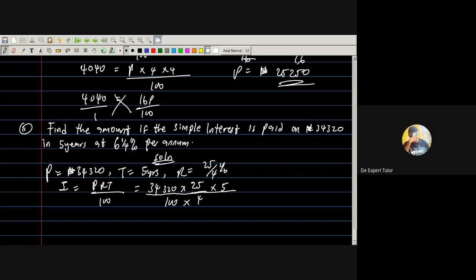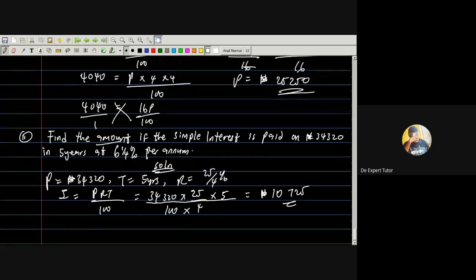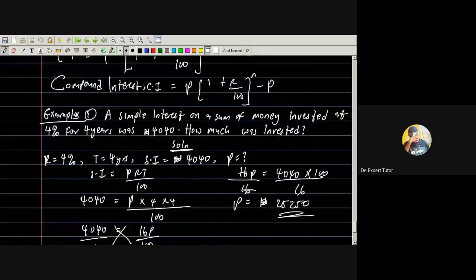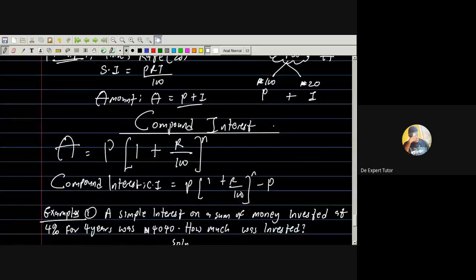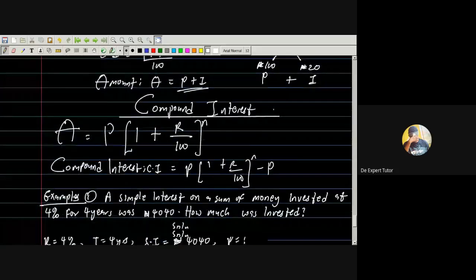34,320, divided by 400. So this is your interest. Your interest is what? 10,725 naira. They're not asking you to find the interest, though. Don't forget what I told you about amount in simple interest. In simple interest, what is amount? Amount is principal plus interest. Don't forget, amount is principal plus interest.